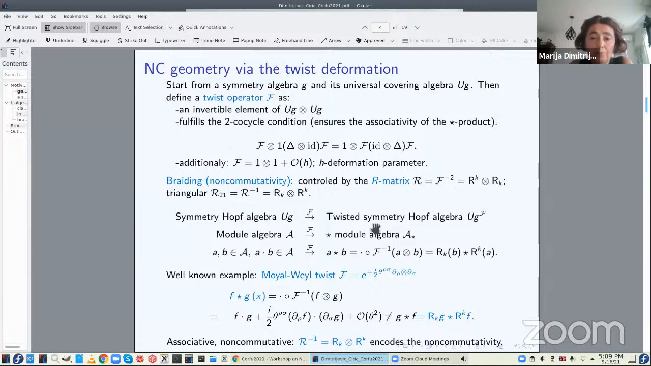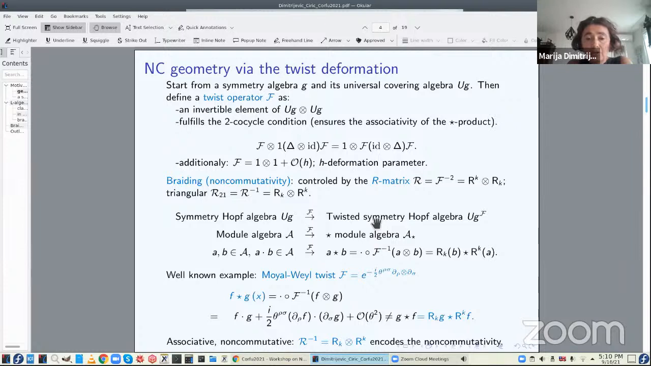So the principle goes like this. We have a symmetry Hopf algebra, or universal cover of it. We twist it to the twisted symmetry Hopf algebra. Then the algebra in principle does not change. The coproduct changes, leading to changes in the Leibniz rule of your symmetry transformations and so on. The antipode might change, might not, depending on the particular choice of the twist.